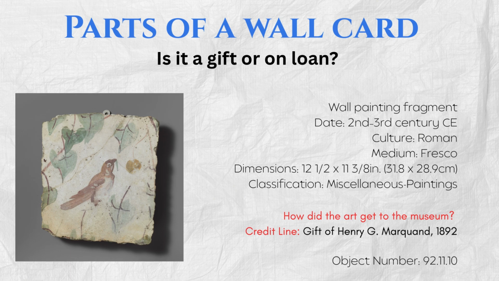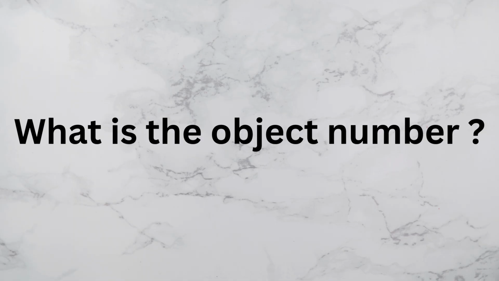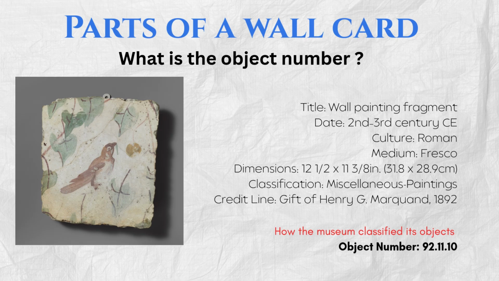The object number or accession number is the final and eighth thing on the card. You might wonder in what year a museum attained a particular work of art. When did the museum acquire it? Look for the accession or object number. It will be on the very last line of the card.